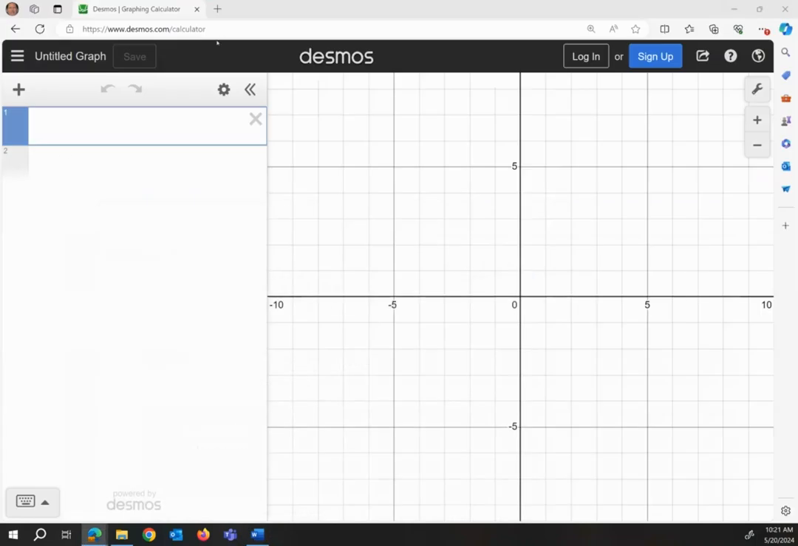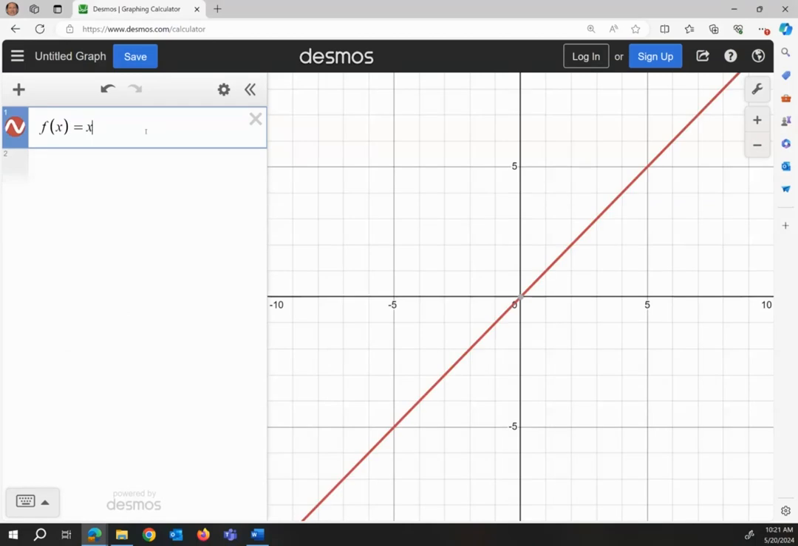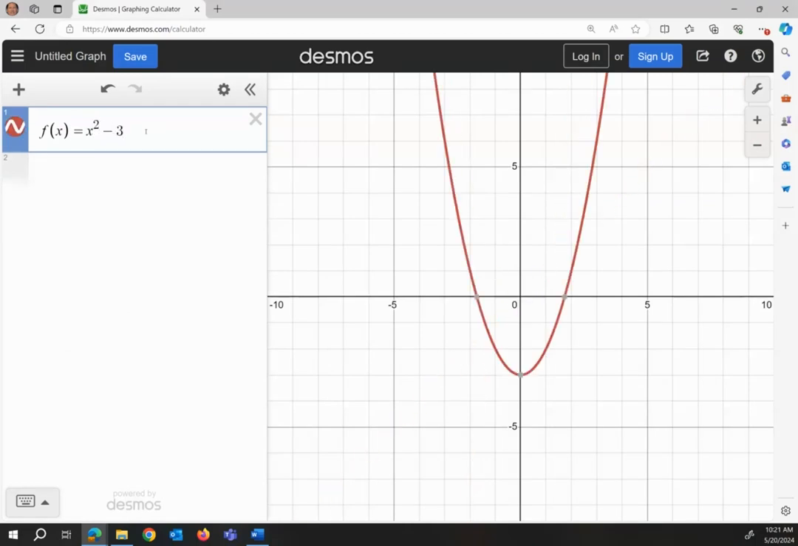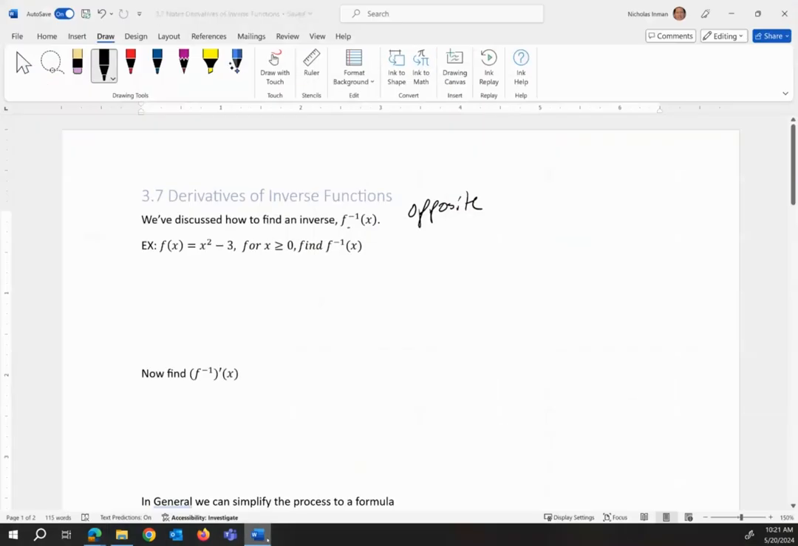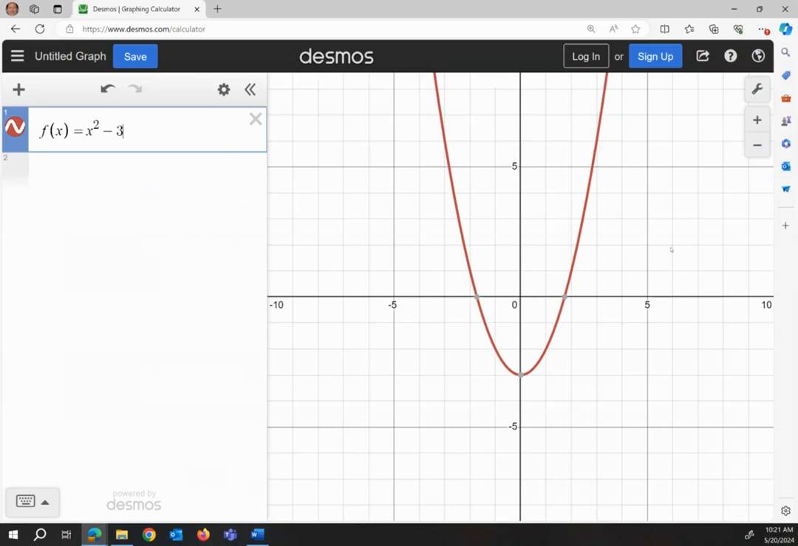Meaning if we just graph our function, x squared minus 3, we can take its derivative wherever we want to. That's fine. But the thing is, this function would not have a true inverse because it is not one-to-one. It does not pass the horizontal line test.